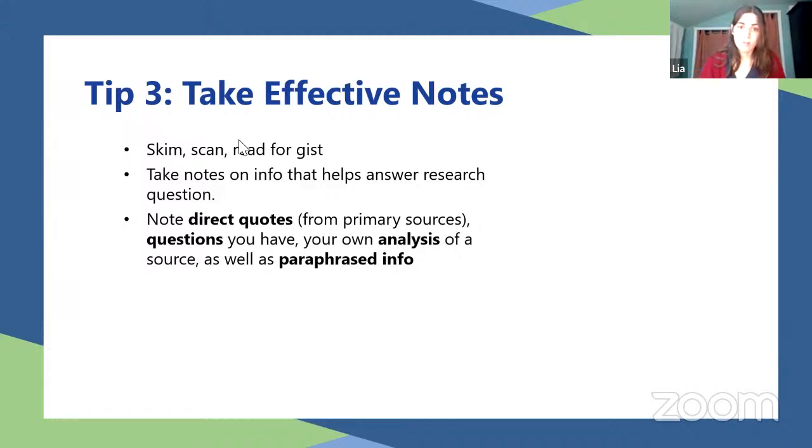So my tips for taking effective notes, first of all, is to skim and scan and read for gist, which means reading for the basic information. So in other words, you don't need to necessarily read every single word of every single document you find. You would be reading so much, you wouldn't be able to do anything else. So instead, what you're going to do, going down to my second bullet point, is find the information that helps you answer your research question. And I talked about the research question in my last office hour. The research question is the thing that's going to keep you focused, the thing that's going to keep you from reading every single document you find, and instead keep you focused on one aspect of the event that you're interested in.